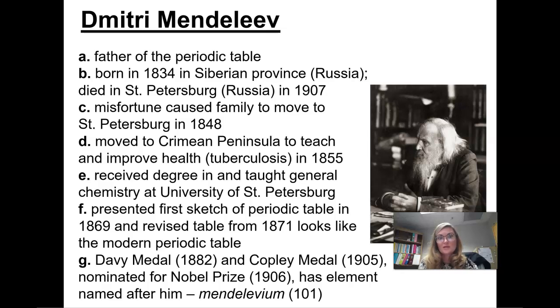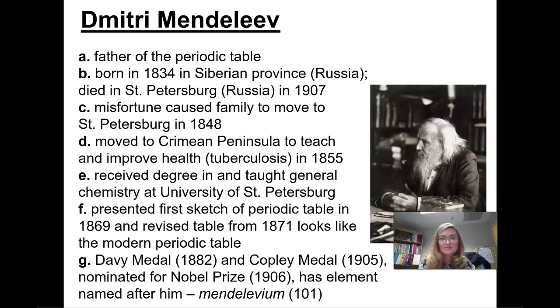He was born in 1834 in a Siberian province of Russia, and he's going to die in St. Petersburg, Russia in 1907. He had the misfortune that caused his family to move to St. Petersburg in 1848, so that's how he ended up in St. Petersburg. He moved to the Crimean Peninsula in order to teach and improve health because of a huge tuberculosis outbreak in 1855.